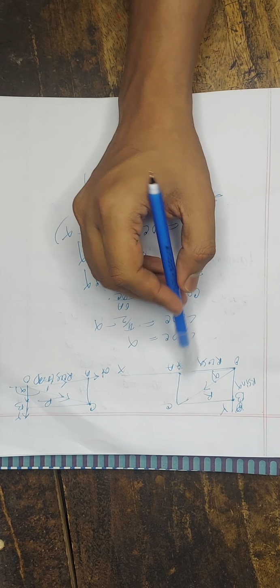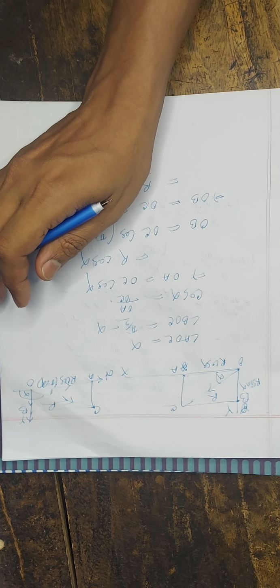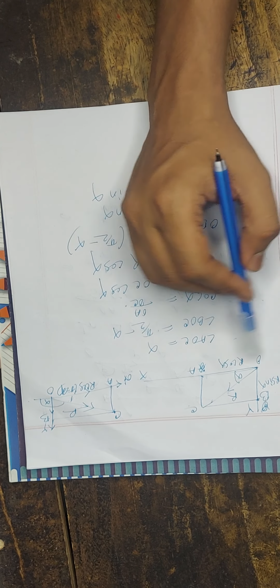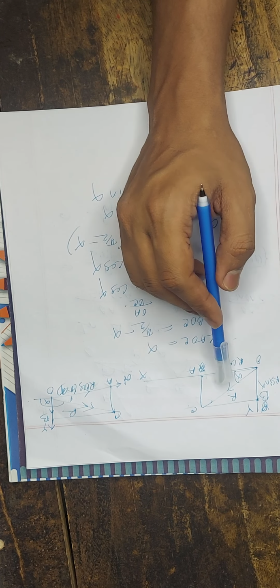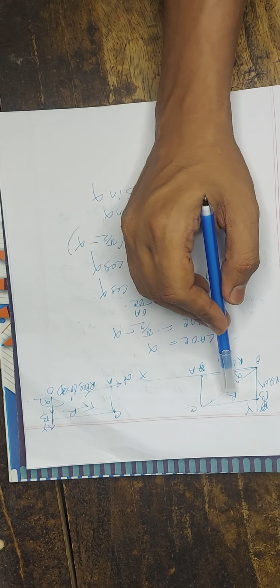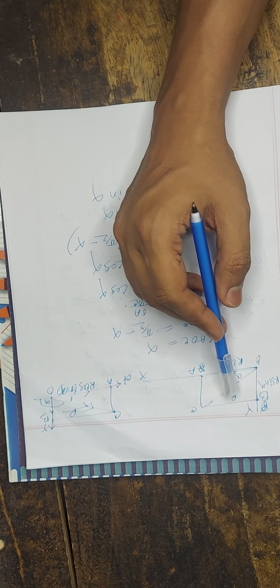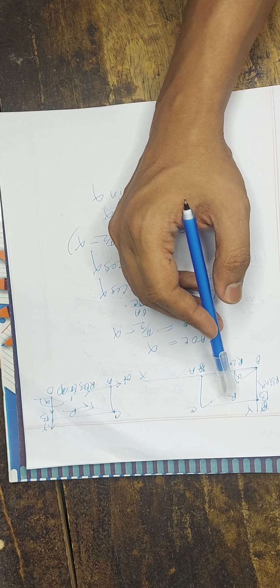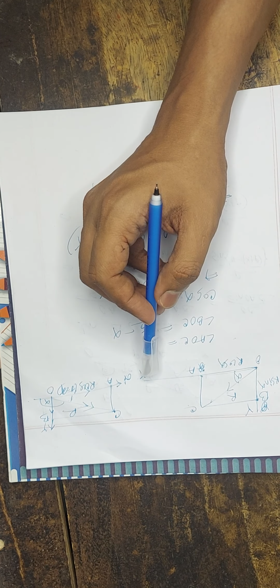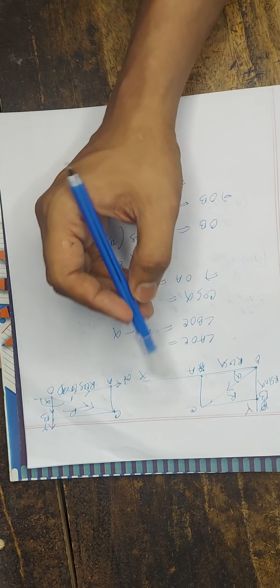Now, here in this problem, this is a rectangular figure, and we have to find the resolved part, the component, of this force R. What will be the component of R along this line OX and along this line OY?